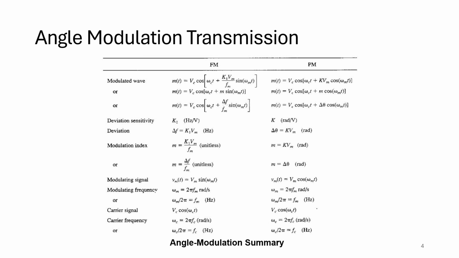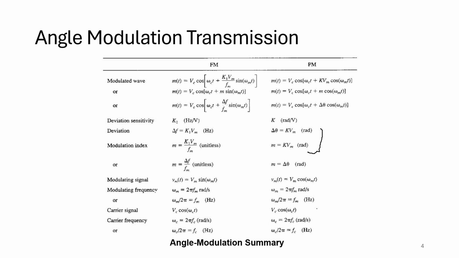Okay, so with PM, as you can see, both the modulation index and peak phase deviation are directly proportional to the amplitude of the modulating signal, and as you can see, they are unaffected by the frequency. The only thing that is affected by the frequency is our frequency modulation.